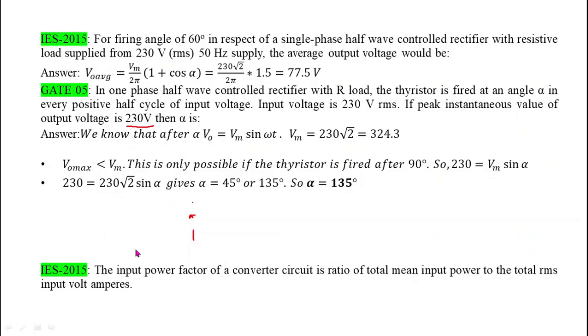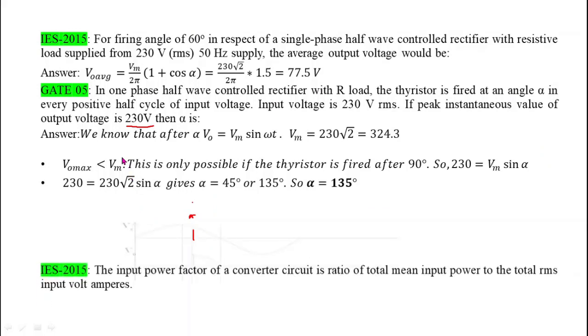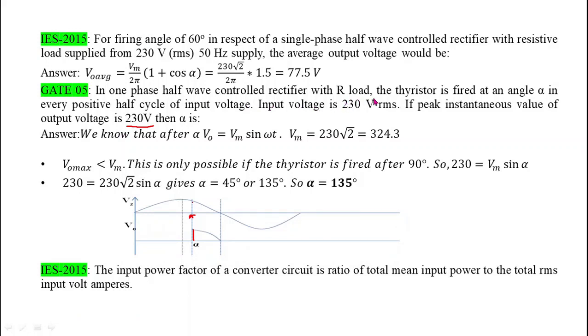Now take this question that was asked in GATE 2005. In a single phase half wave controlled rectifier with R load, the thyristor is fired at an angle alpha in every positive half cycle of the input voltage. The input voltage is 230 volt RMS. If the peak instantaneous value of the output voltage is 230 volt, then alpha is? Here you have to emphasize this last statement.